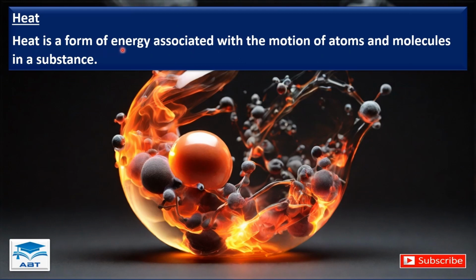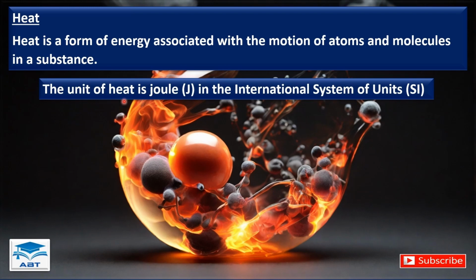Heat is a form of energy associated with the motion of atoms and molecules in a substance. So the movement of the atoms and the molecules in a substance determines the heat energy of the substance. The faster the atoms and molecules move, the higher the heat energy, and vice versa. The unit of heat is joule. That's the SI unit of heat.